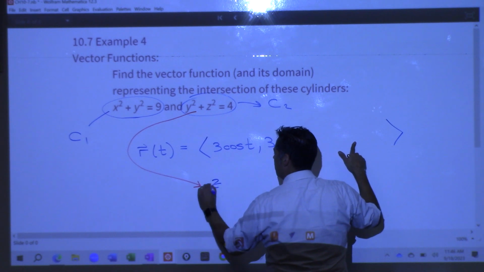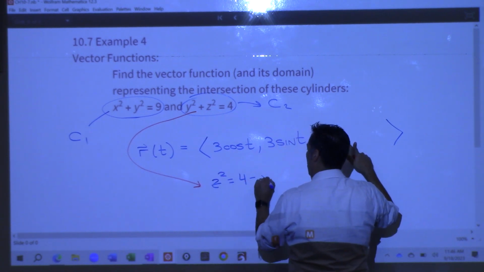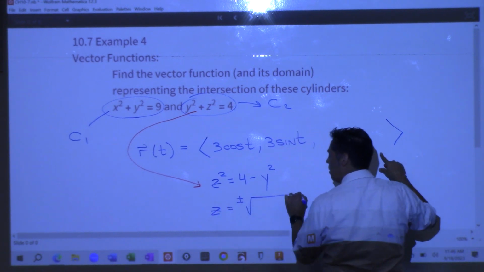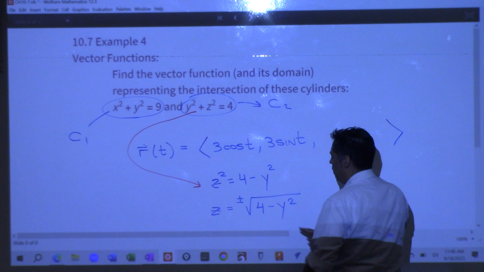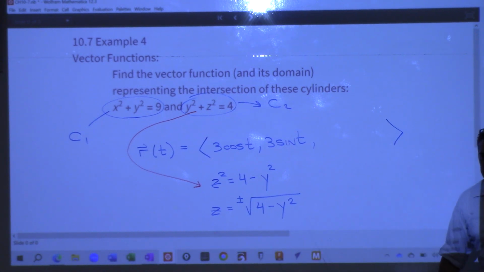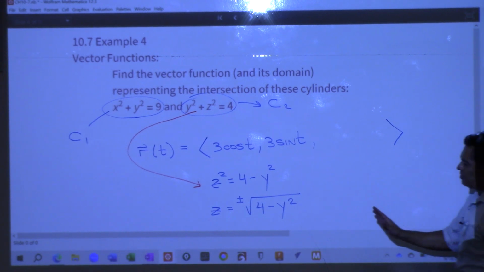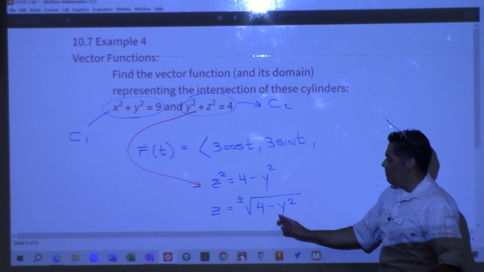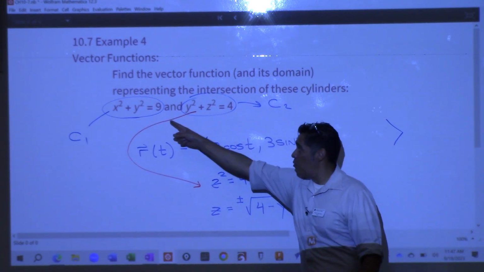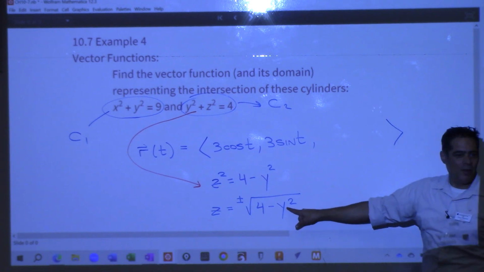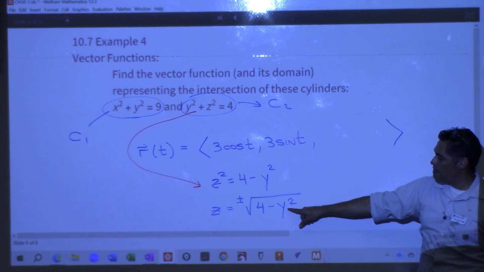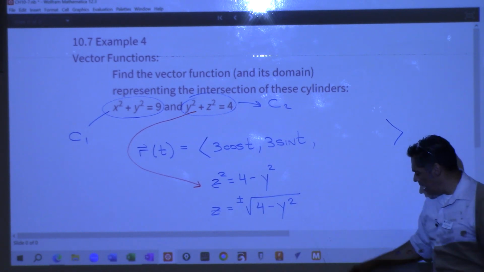So z squared equals 4 minus y squared. And that means z is plus or minus the square root of 4 minus y squared. Unfortunately, we can't split those separately, because there's subtraction between them, so we just leave it like that. So in order to satisfy this equation, the z must be this. But at the same time, we have to satisfy that equation. So do we know what the y value has to be? If we're going to satisfy both, what does this y value have to be? 3 sine t, because that's what these components are.